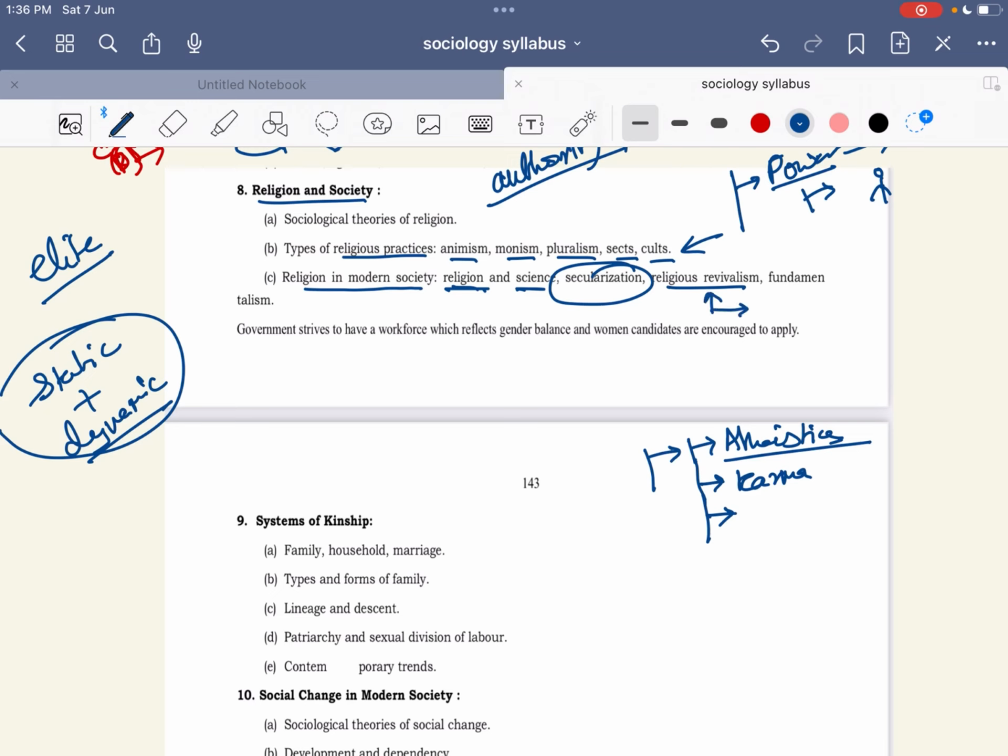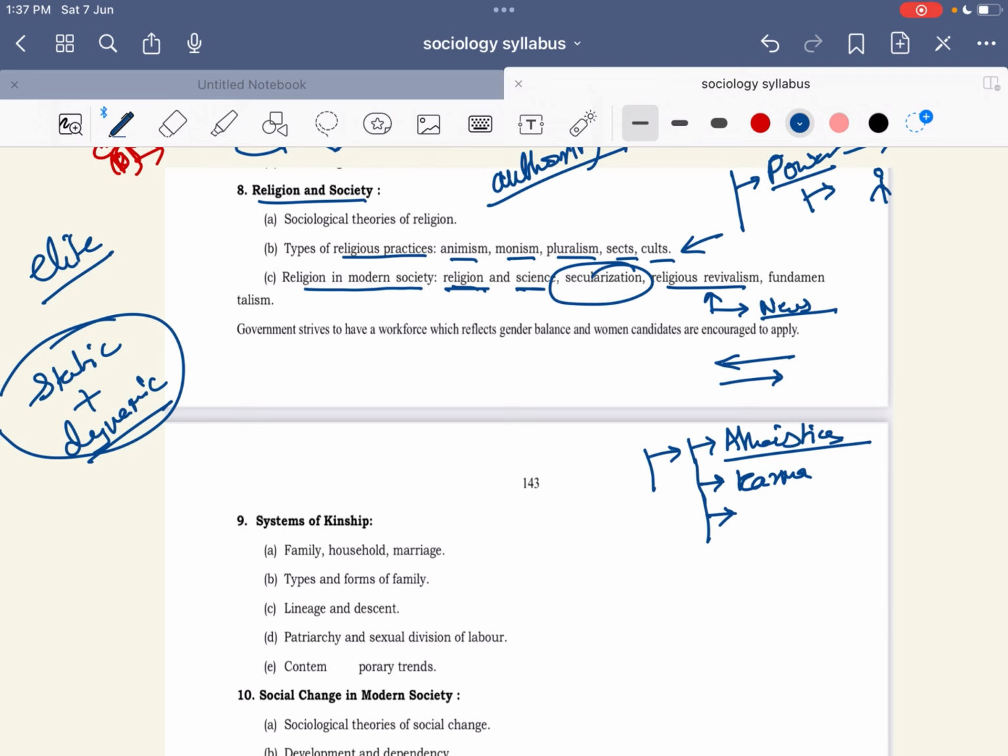You are seeing in everyday newspaper, you will come across that someone was converted to some religion and then again converted back. Understand? So this is also there. Then there is fundamentalism.